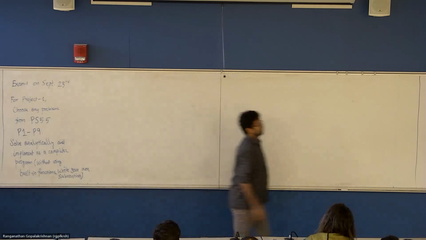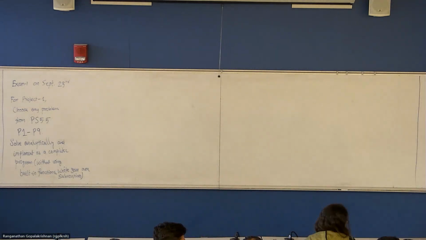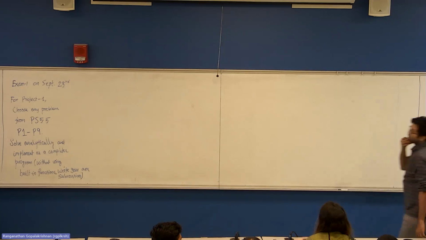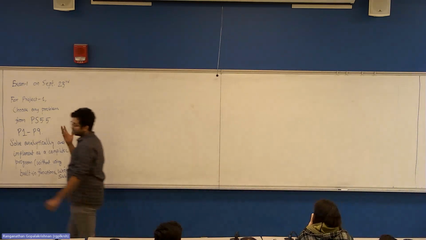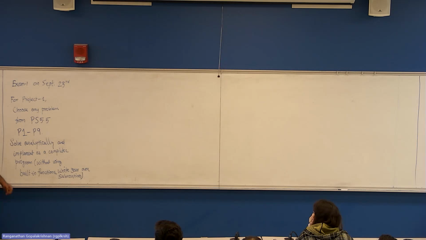Turn on the lights. So for project 1, I thought about it. It would greatly simplify your life. I was originally thinking about doing section 5.5, which is an advanced topic on Bessel functions. But I don't want to do it because I want to spend more time on sections 5.1 to 5.4. It's pretty lengthy. So what I'm suggesting is for project 1, you can choose any problem in this problem set. Out of 1 to 9, pick any one that you like, solve it analytically, and implement it as a computer code.